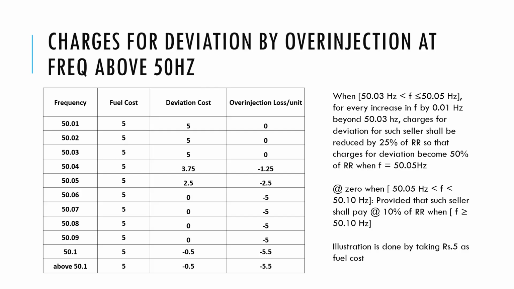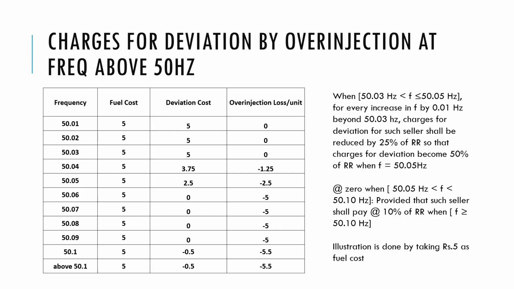So let's study the third case, that is over injection at frequency above 50 hertz. In case the frequency rises above 50 hertz and the seller continues to over inject because of any particular reason, that he is not getting the sufficient schedule, or the schedule of the generator is too low that he cannot run below it, or any startup is going on, whatever the case may be, or he cannot bring it lower down and he is forced to over inject.